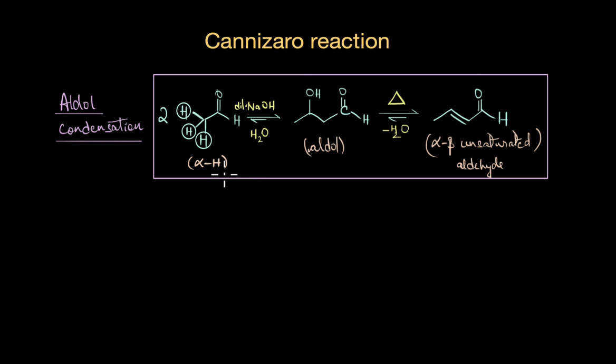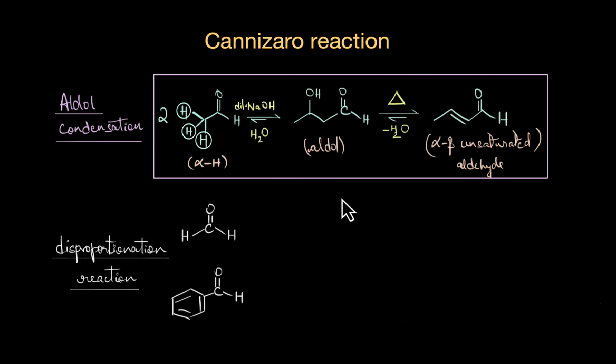For example, if we had a non-enolizable aldehyde like formaldehyde or benzaldehyde, a non-enolizable aldehyde is one that does not have an alpha hydrogen. So here we have formaldehyde and benzaldehyde. And if we heated these aldehydes in strongly basic conditions, not the dilute condition that we employed here, but strongly basic conditions, then we would end up with a disproportionation reaction.